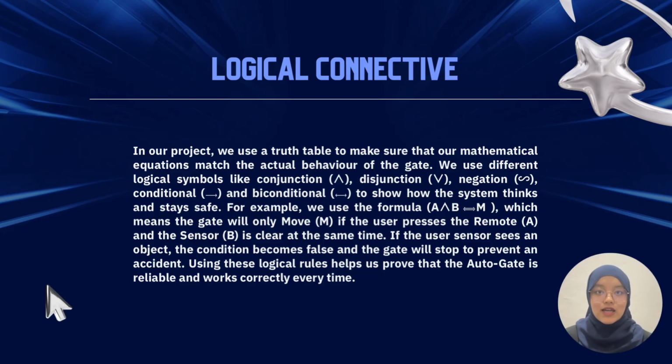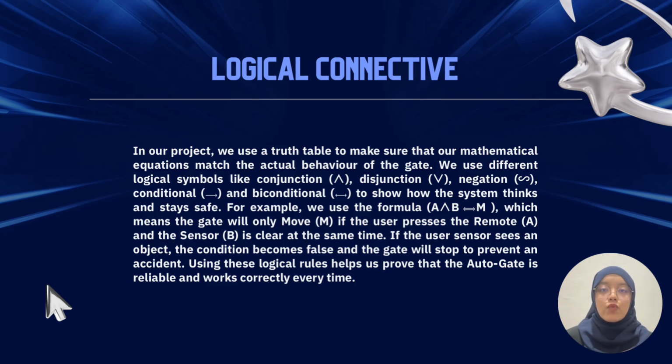Logical connective. In our project, we use a truth table to ensure that our mathematical equation matches the actual behavior of the gate. And here we use different logical symbols like conjunction, disjunction, negation, conditional, and biconditional. It is to show how the system thinks and stays safe.